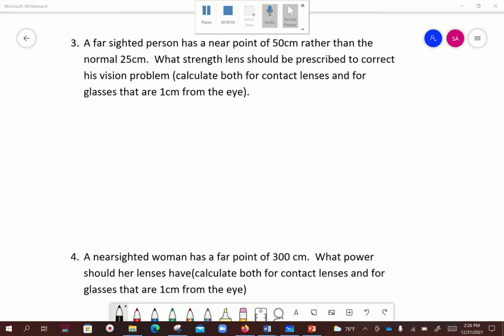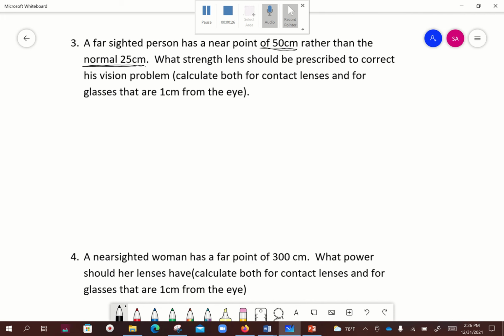All right, so now let's move on and do some problems with the eye. So we're going to do a problem for a far-sighted person and a nearsighted person. So for a far-sighted person, they can't see things well that are close by their eyes. So it's like your grandma reading a book. She holds it further away than normal. So normally your near point is 25 centimeters, but this person has a near point of 50 centimeters.